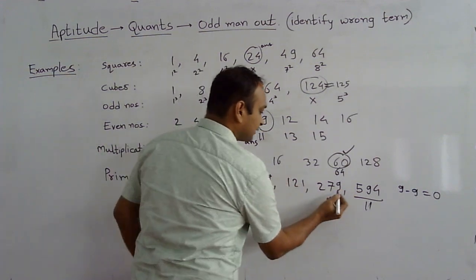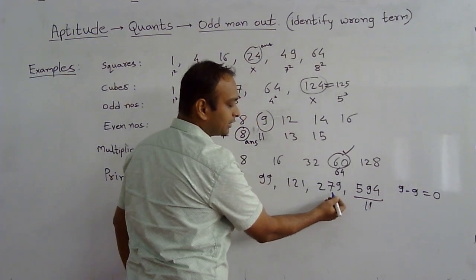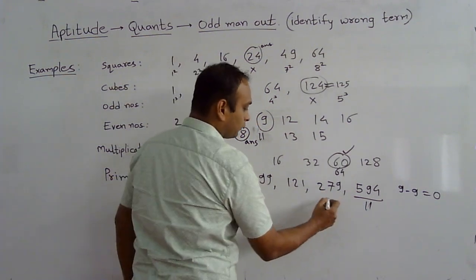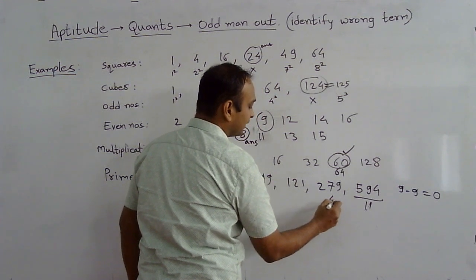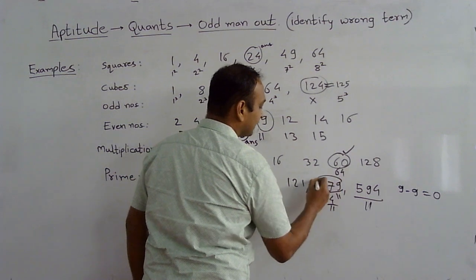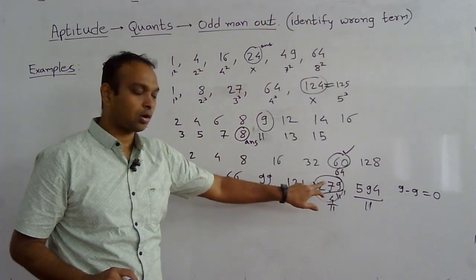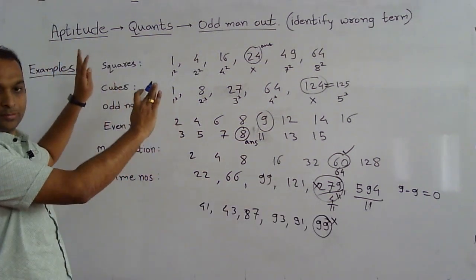In this case, it is 9 plus 2, which is 11. 11 minus 7 is 4. So 4 is not divisible by 11. That's why this term is not divisible by 11, and that's why this should be the odd term. 279 should be the odd term. So this is how simple the examples are.